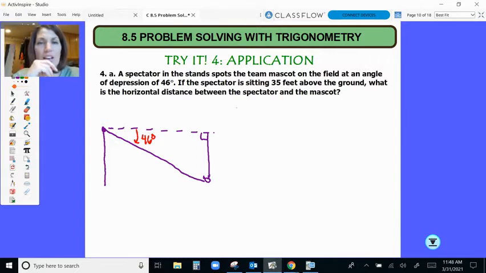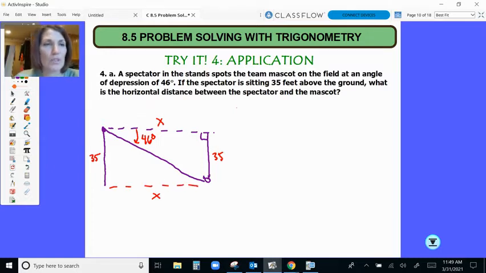If the spectator is sitting 35 feet above the ground, that's going to be here, it could also be over here, so 35 feet on both sides. What's the horizontal distance between the spectator and the mascot? That could go here, or it could go down here. It doesn't really matter. What matters is that you set your proportion up right.